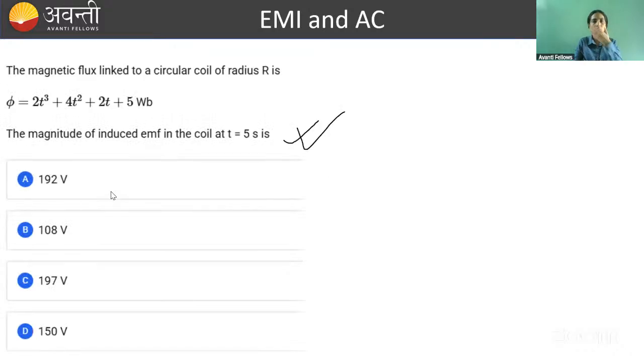Quickly tell me. These all questions are from 24, 23 and 22. Okay. Omega, always write in radian per second and you should know how to convert it. Phi is given, you have to calculate EMF induced at time t equal to 5 seconds.